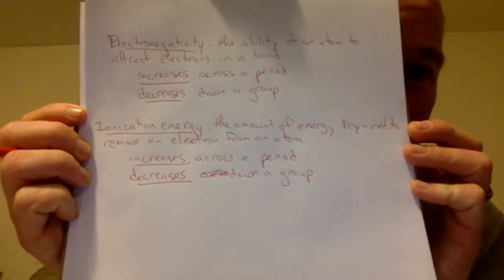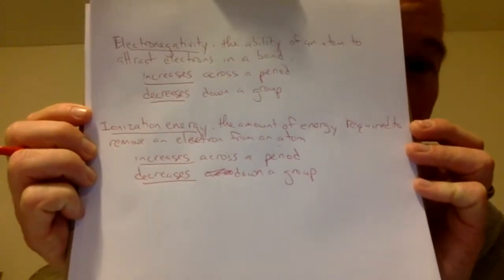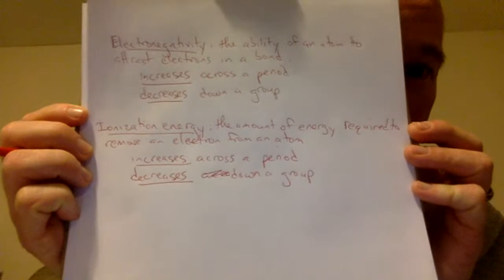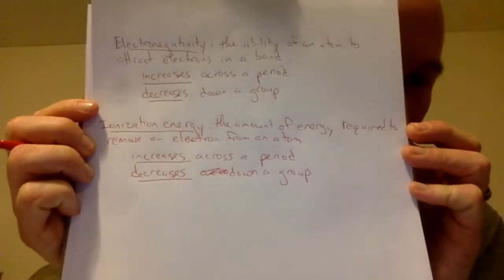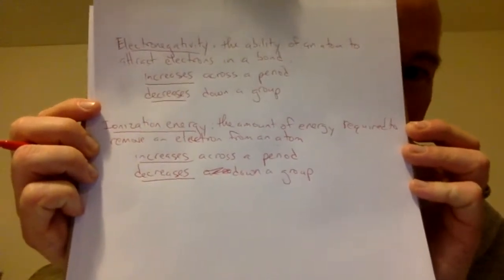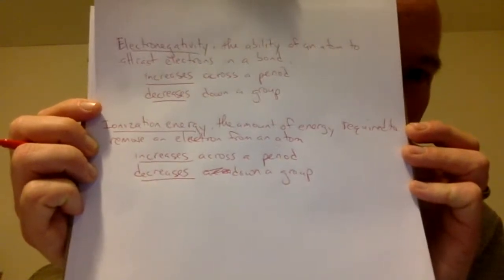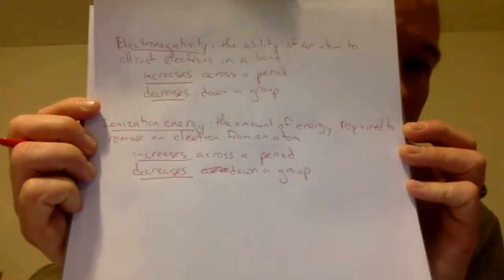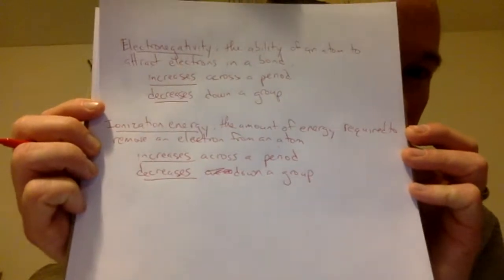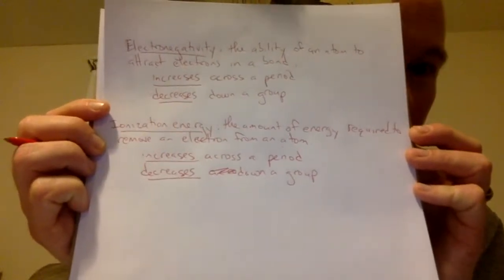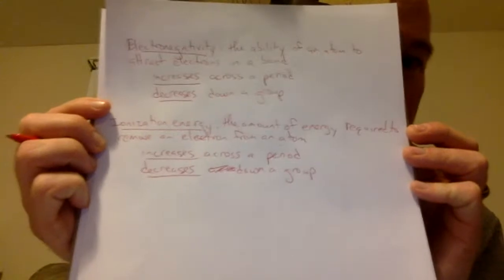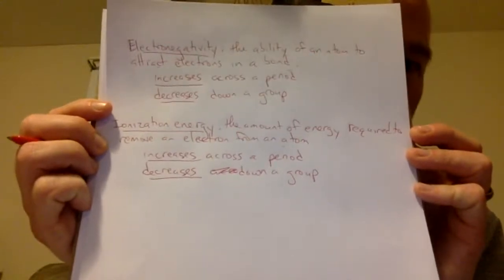Ionization energy is the amount of energy required to remove an electron from an atom. Metals want to do that, so it doesn't take a lot of energy. Nonmetals don't want to do that, so it requires a good amount of energy. And ionization energy, as you can see here, increases across a period and decreases as you go down a group.